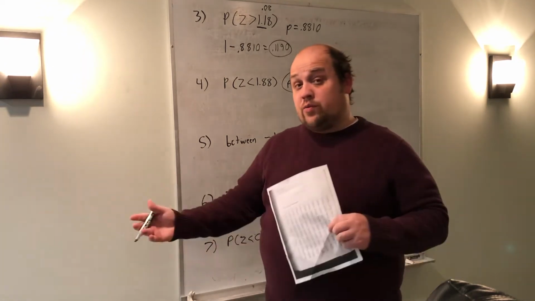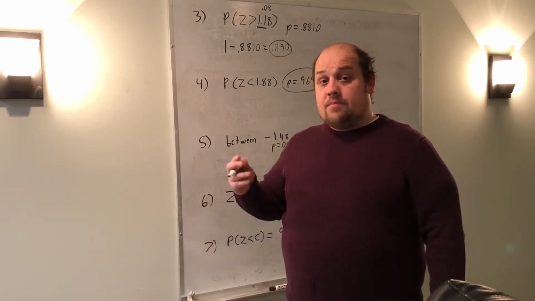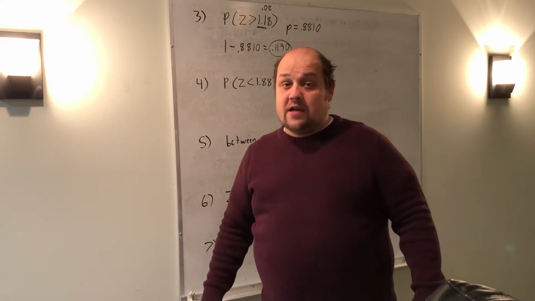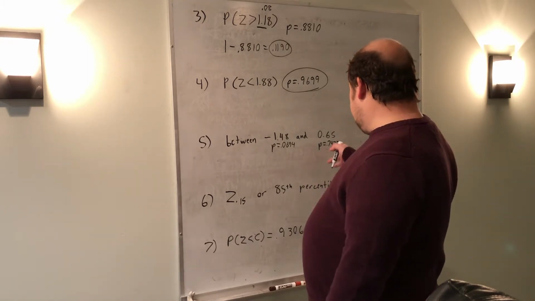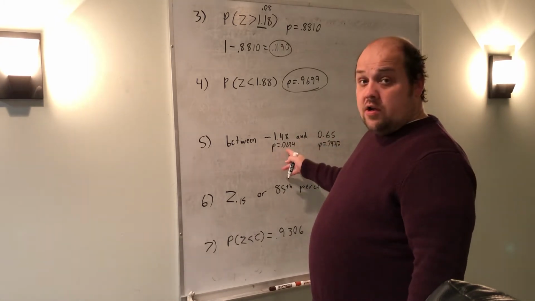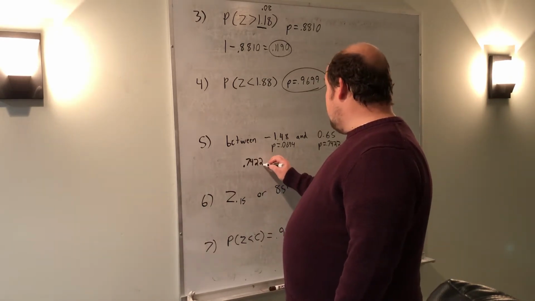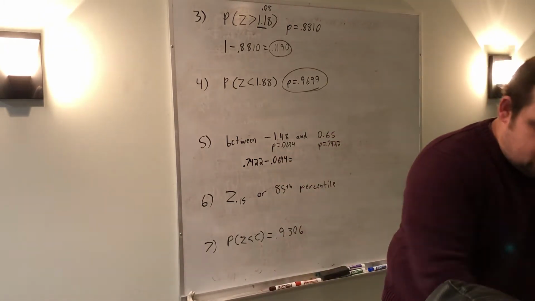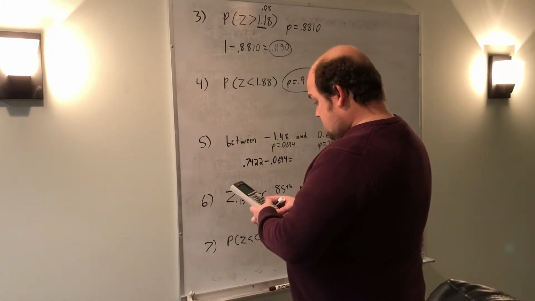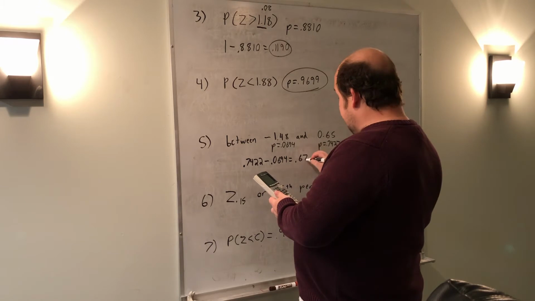If you're ever confused which one you're subtracting from which, remember, you must get a positive answer for any probabilities. Probabilities are strictly bounded by 0 and 1, so I can't get something less than 0 and negative. I can't get something greater than 1. For that reason, it's always going to be bigger minus smaller. So if I take 0.7422 minus 0.0694, my calculator tells me 0.6728.